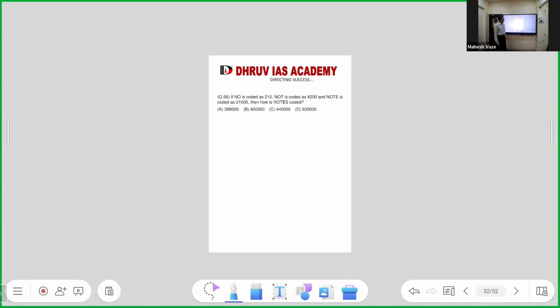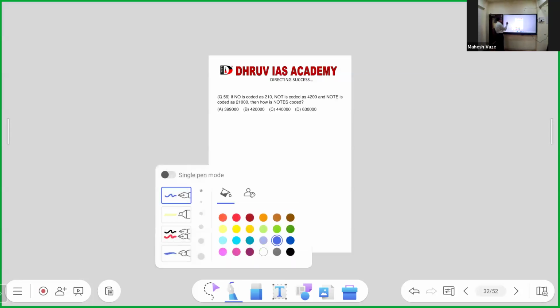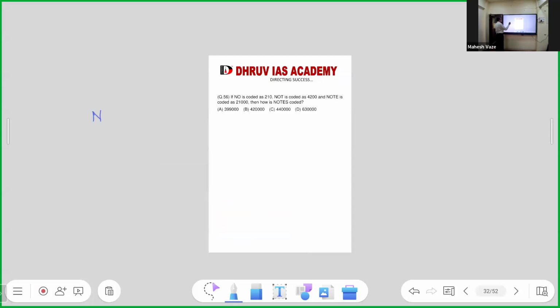Z is 26. So for this NOTES, here I will just write their positions. A, B, C, D, E, F, G, H, I, J, K. J is the 10th one, K, L, M, N. So N is 14, O is 15, T is 20, E is 5, A, B, C, D, E, and S is 19. So these are the positions.